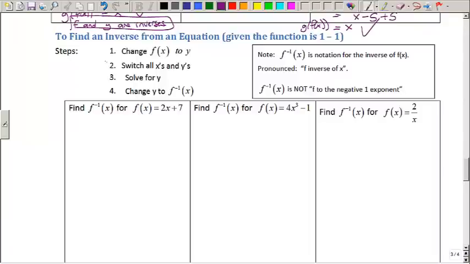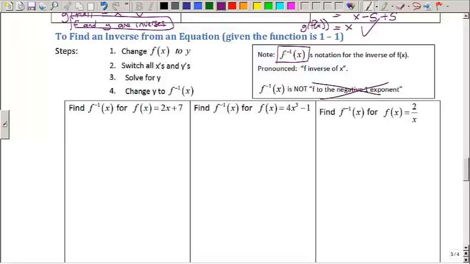So before we look at the steps to find an inverse from an equation, I want you to look at this note over here. We have this new notation that looks like f of x, but with this little -1 up here. This is a notation for the inverse of f of x. The way we pronounce this notation is f inverse of x. Notice that this little -1 up here is not an exponent. It is not to be read f to the -1 exponent. That is not how we pronounce the inverse function.